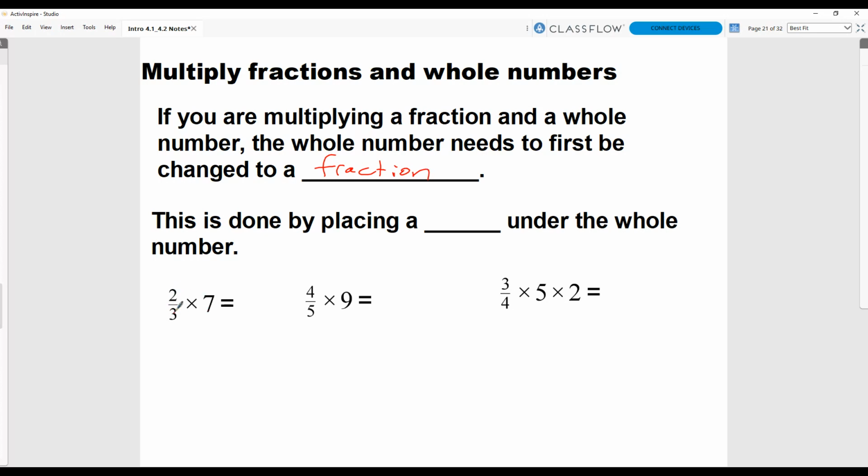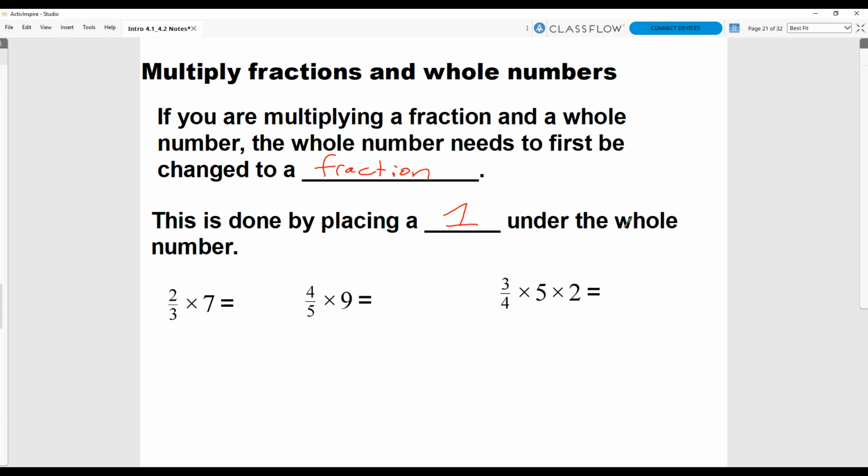Take a look at this problem down here. We got 2/3 times 7. Okay, we can't multiply these until we change that 7 into a fraction also. They both need to be fractions. Okay, so how do we go about doing that? Well, this is the next part. This is done by simply just placing a 1 underneath of the whole number. That's all we do to get it to change into a fraction. We can change any whole number in the world into a fraction by simply just sticking a 1 underneath of it.